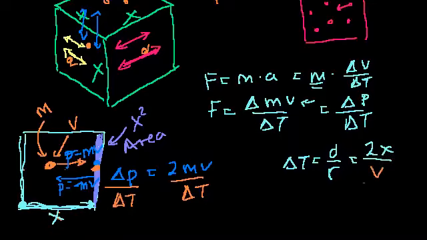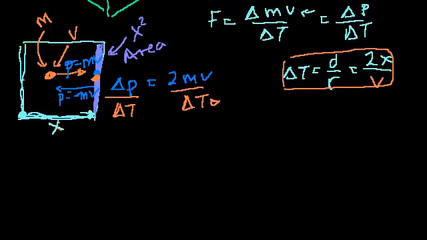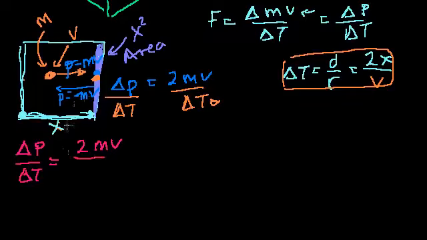There you go. So this is our delta t right here. So our change in momentum per time is equal to 2 times our incident momentum, because we get ricocheted back with the same magnitude but negative momentum. So that's our change in momentum. And then our change in time is this value over here. It's the total distance we have to travel between collisions of this wall divided by our velocity.